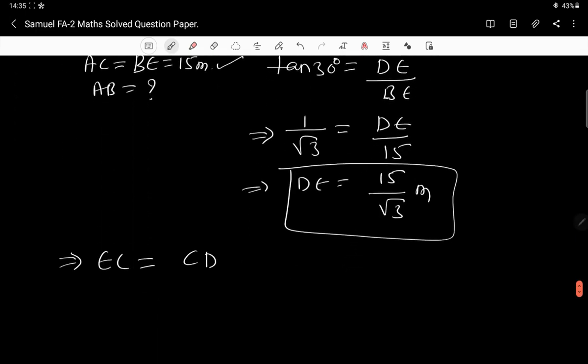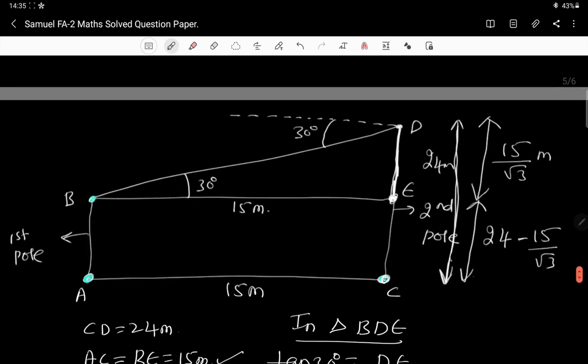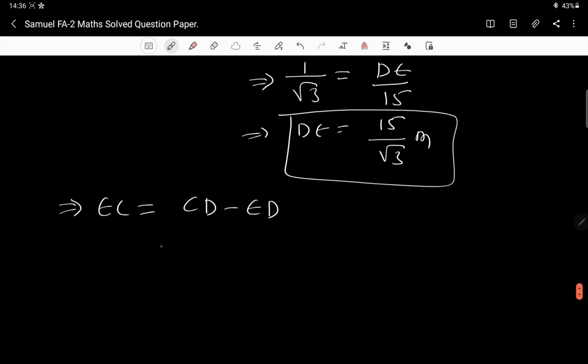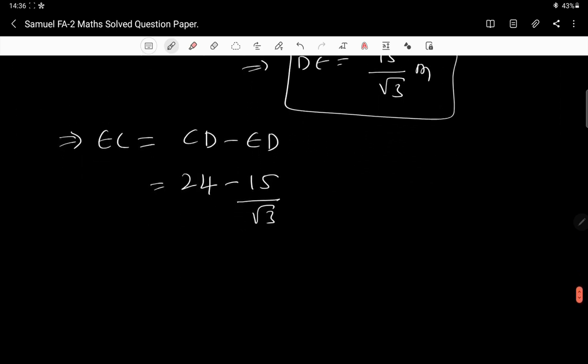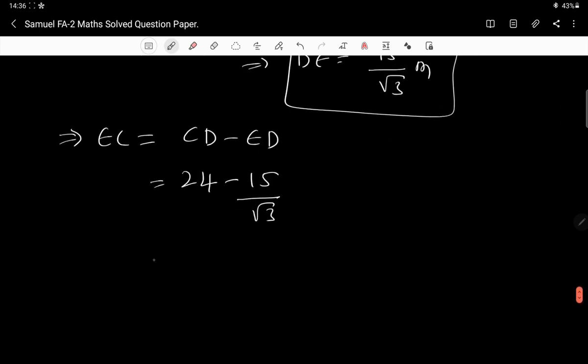CD minus ED. Observe this EC. EC means this distance, E to C, this distance. If I want to get this much distance, then from this entire distance from C to D, I have to minus this D to E or E to D. Alright, so already I have given that logic. So that is going to be 24 minus 15 divided by root 3.